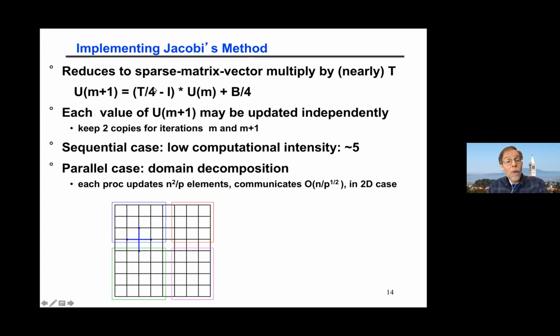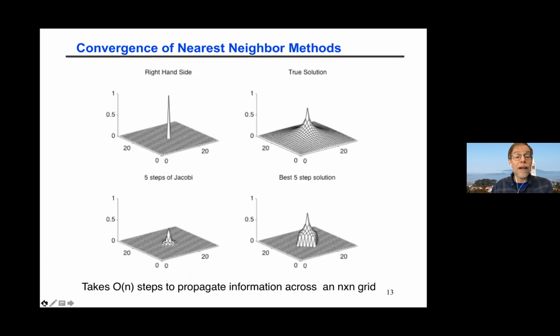So at each step, what we're doing is taking the average of our 4 nearest neighbors and the right-hand side vector. And so I can express that as doing a matrix vector multiply. This T matrix is our Poisson matrix. So there's 4s down the diagonal, and minus 1s in the off diagonal. And this basically zeroes out the diagonal and divides the off diagonals by 4. And so this averages with the nearest neighbors and adds in a quarter of the right-hand side. So this is just a one-line version of the formula that I had on this slide.